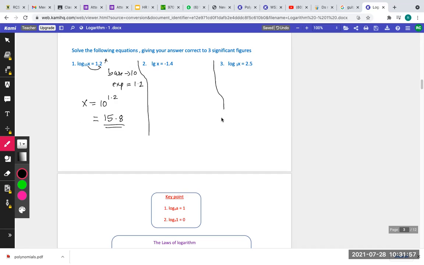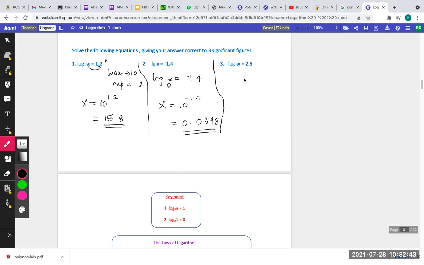Okay. So now the second question, lg x, again a logarithmic equation. I wanted to solve it, convert it into exponential. So lg means I know this is log with base 10 and an x here equal to negative 1.4. So look at this. The base is 10 and the power should be negative 1.4. So x equal to 10 to the power negative 1.4, right? So when you solve it, you get 0.0398 rounded to 3 significant figures.